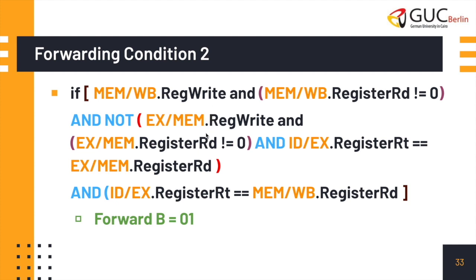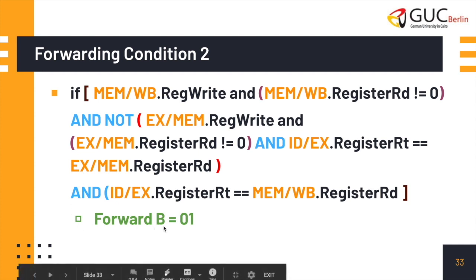Therefore, if this evaluates to true, then not true will become false, and therefore I will not be able to continue the forwarding condition 2b. And therefore 1b will be the condition that will be passed or forwarded, and 2b will not continue because it will result in an overall false. Since and not true, meaning and false, will make the entire expression, the entire condition false. Otherwise, I'm going to forward from forward B selection line, and I'm going to choose 01, which is the value from memory slash write back pipeline register.